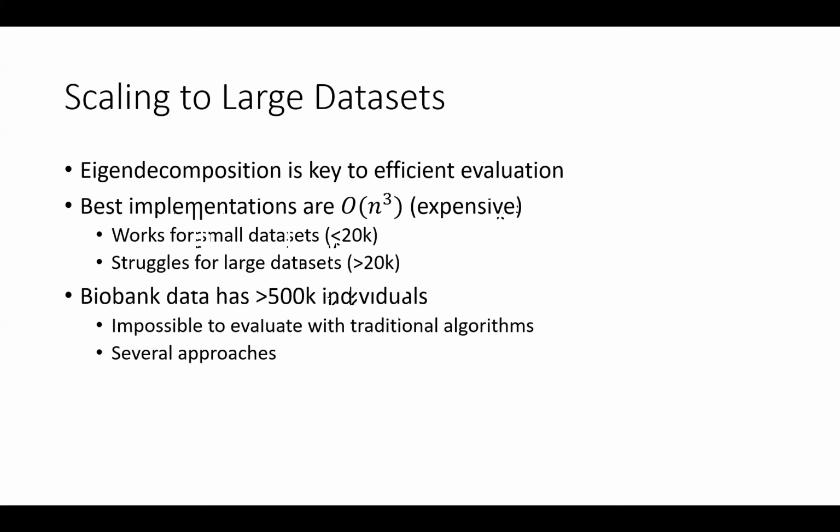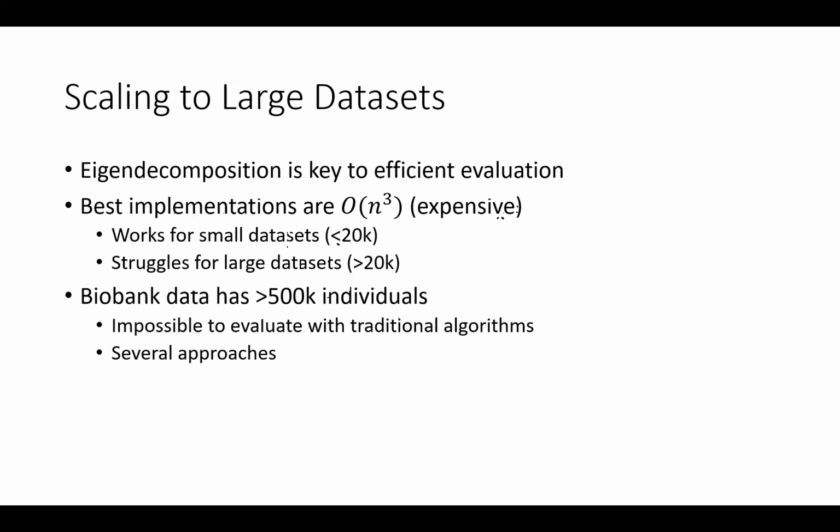So lastly, we want to scale this to large data sets. Eigendecomposition is very key to the efficient evaluation of this. The best implementations are O of n cubed, and that's expensive. This works for small data sets, but as soon as you start getting larger data sets, you start running into problems. Biobank data has upwards of 500,000 individuals, which becomes somewhat impossible to evaluate using traditional algorithms.